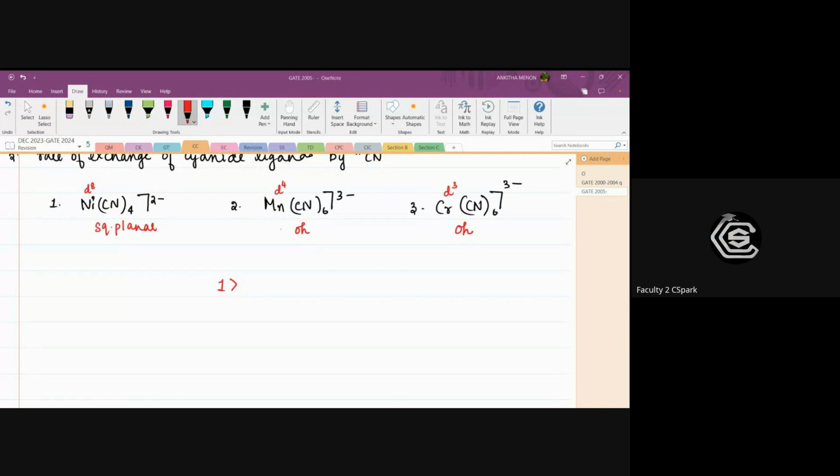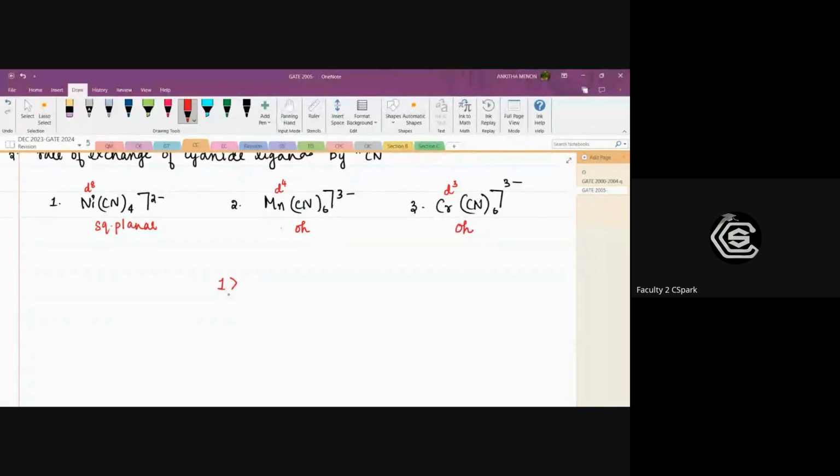Correct? So what will happen to the ones that are elongated? They will weaken and hence the attack can be easy. So it's going to be 1, 2, 3.